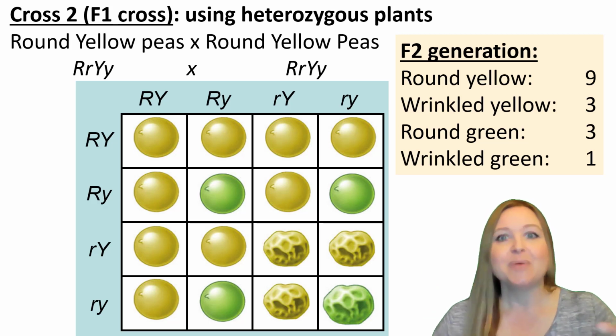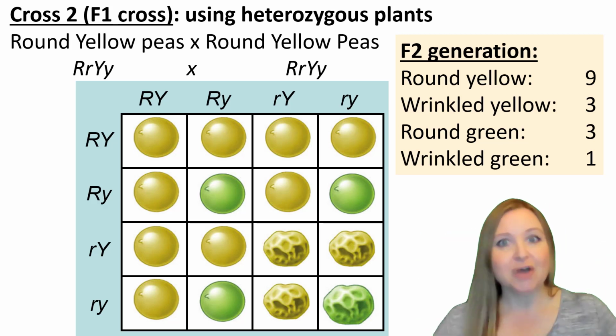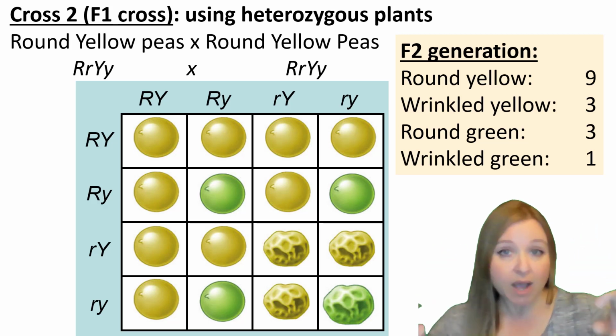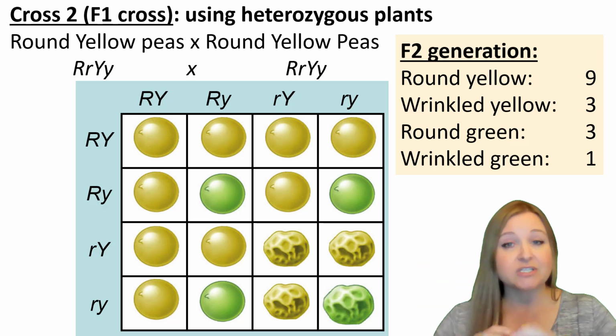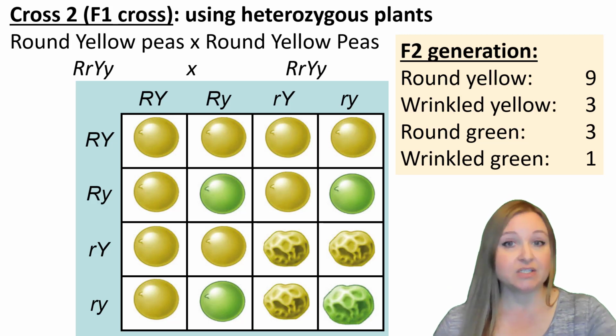And in this case, both will have round yellow peas. All the offspring will have round yellow peas. But if you take 2 of those F1 offspring and mate them together to get the F2 generation, the magic ratio you get is 9:3:3:1.